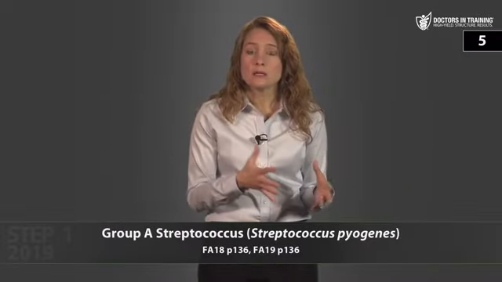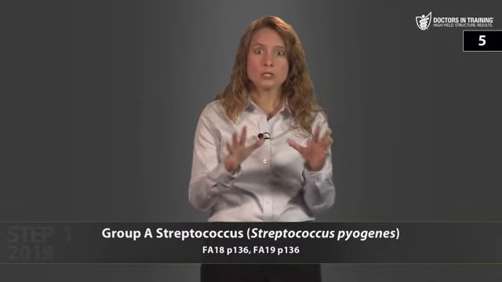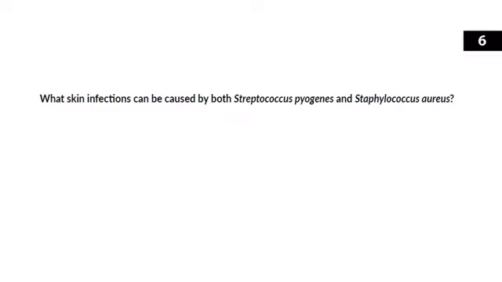Now let's move on to some streptococcal skin infections. This is also in the study guide. What skin infections can be caused by both strep pyogenes and Staph aureus? Either of these bacteria can cause cellulitis, which is a deep skin infection.